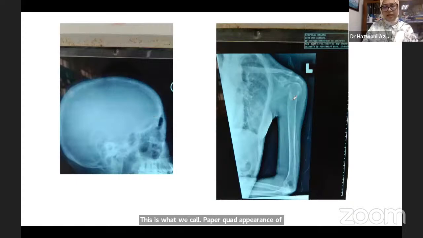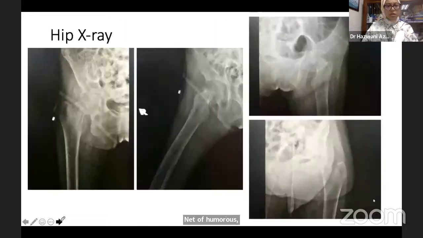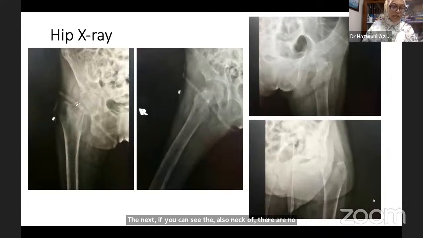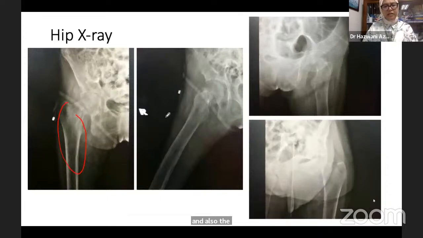So these are the neck of humerus fracture. Next, if you can see the pelvic and also neck of femur, there are no fractures here after we confirm with the orthopedic surgeon colleague. However, as you can see, the generalized pelvic bone and also the cortex of the femur is very thin, very thin in fact.